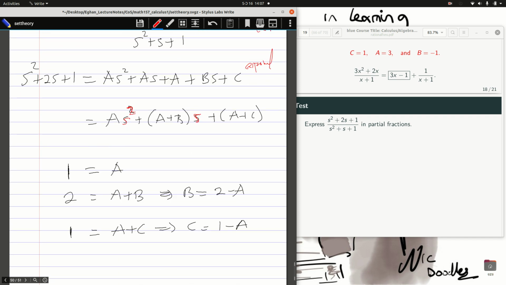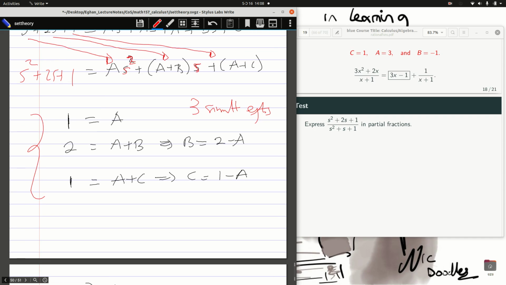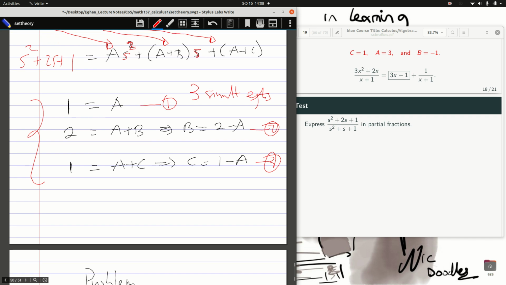And then I compare coefficients, s squared plus 2s plus 1. This s squared will be compared to this one. Those with s will be compared here, and then the constant will be compared to this one. So I have 3 simultaneous equations to solve, and these are very simple. From equation 1, a is just 1. From equation 2, I can find b. From equation 3, I can find c. If a is 1, b becomes 2 minus 1, that would be 1. And then c becomes 1 minus 1, which is 0.